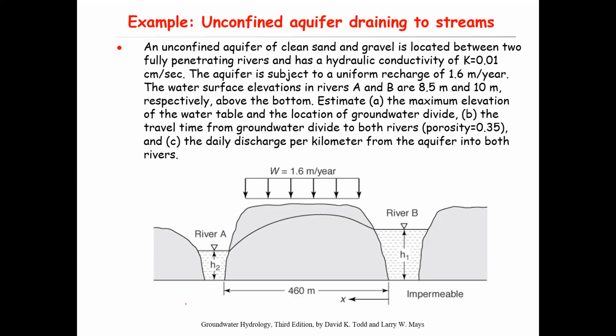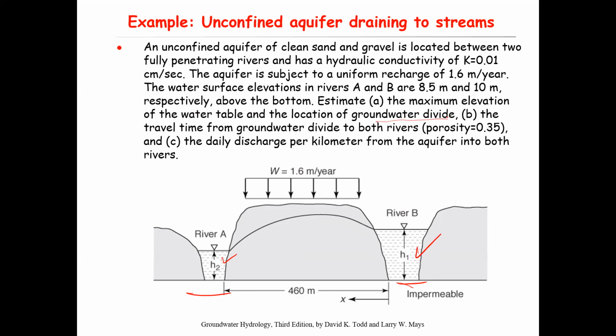The water surface elevations in river A and B, so this is river A and this is river B, are 8.5 and 10 meters. So this is given. H2 is equal to 8.5 and H1 is equal to 10 meter, respectively above the bottom. Estimate the maximum elevation of the water table, that is H max. You have an equation for that, and the location of the groundwater divide. Again, you have an equation for that.